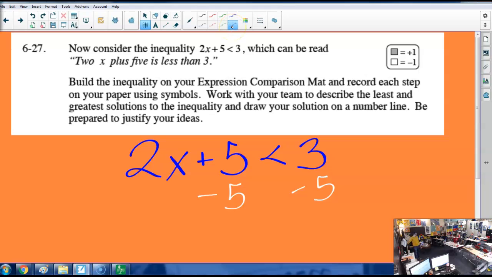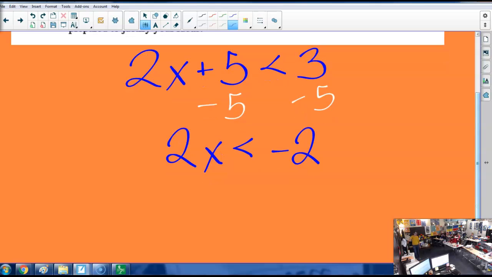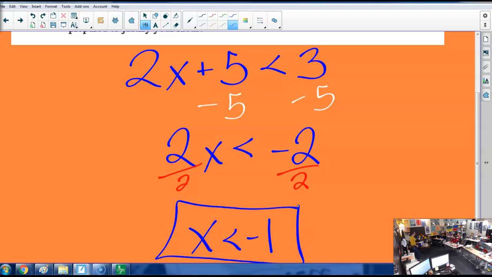How many dollars? 2. I go in debt by $2. Right? 2x is less than -2. And then to solve what x is, we divide by 2. Divide by 2. We split this whole thing up. X is less than -1.